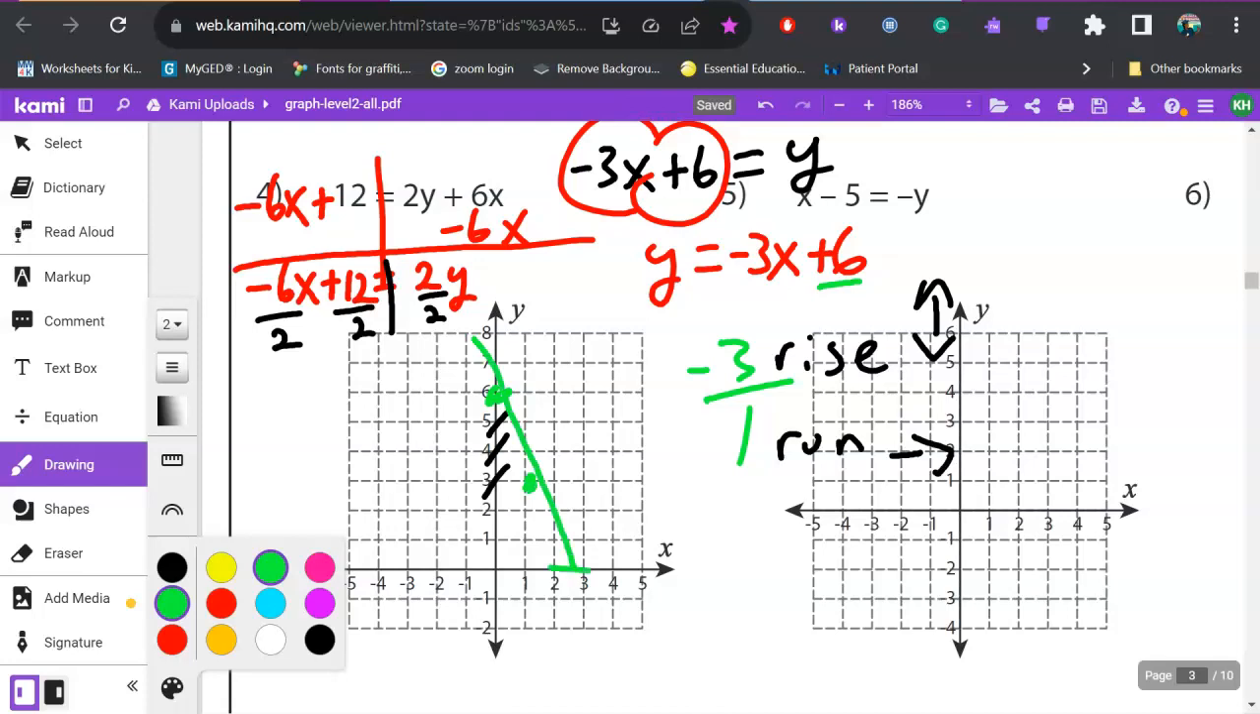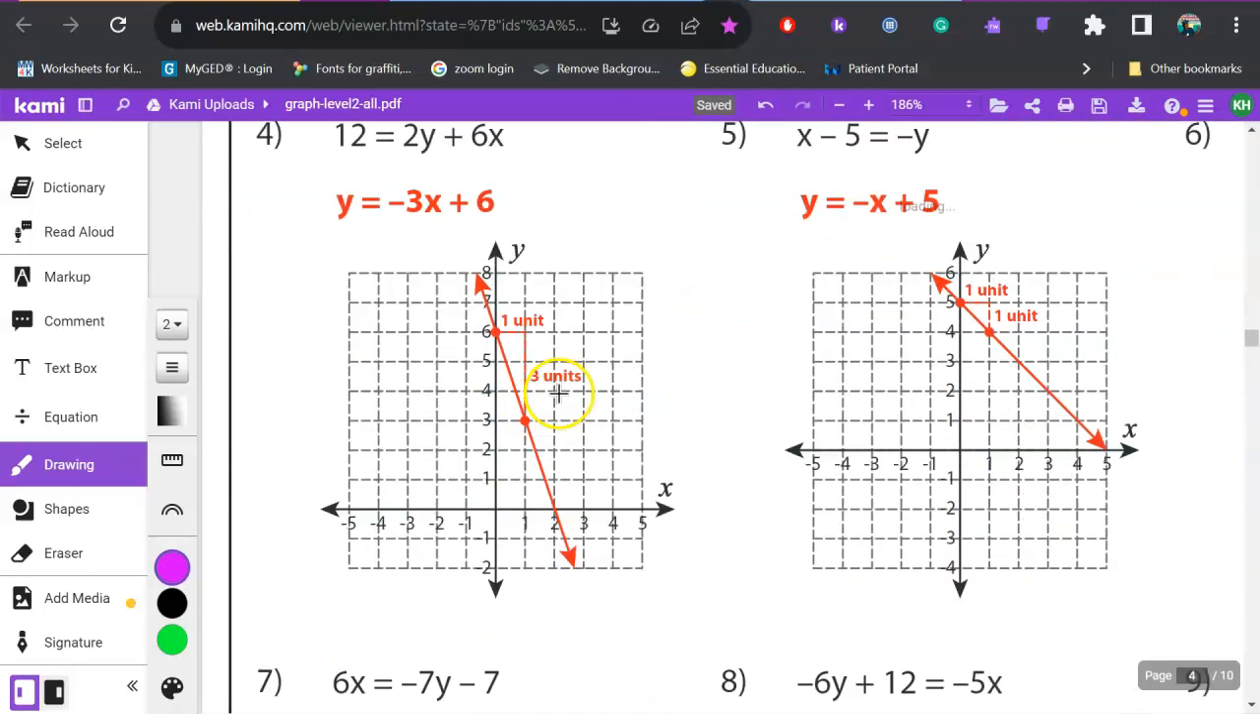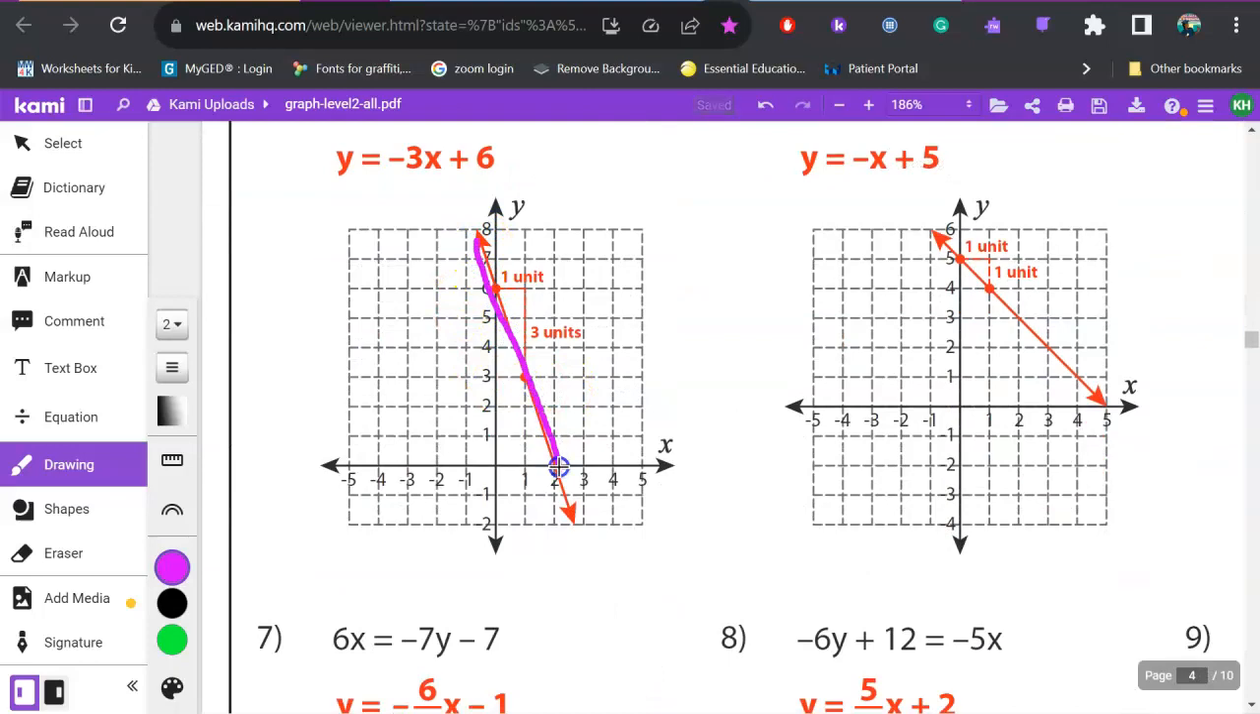And then I can see my line looks something like this. Notice my line is a negative because that's a negative line going down, right? Which is cool because I do have a negative slope. So I know I'm on the right track with the graphing. Let's go ahead and take a look. Yep, look at that. There it is.